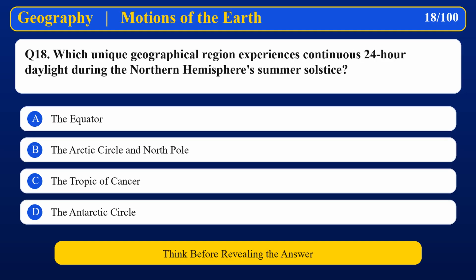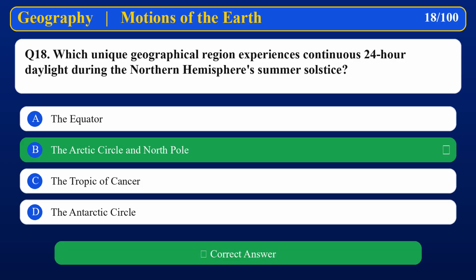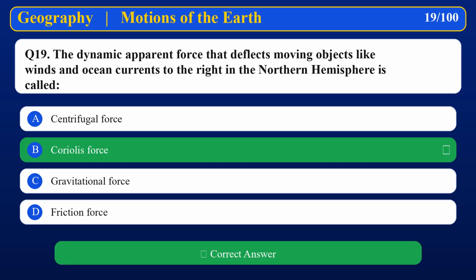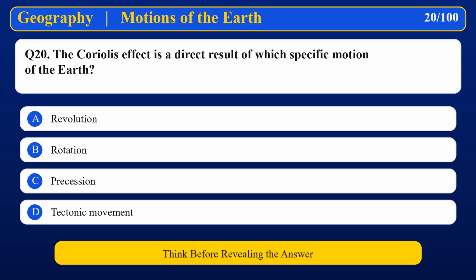Summer. Which unique geographical region experiences continuous 24-hour daylight during the Northern Hemisphere's summer solstice? The Arctic Circle and North Pole. The dynamic apparent force that deflects moving objects like winds and ocean currents to the right in the Northern Hemisphere is called Coriolis Force. The Coriolis effect is a direct result of which specific motion of the Earth?